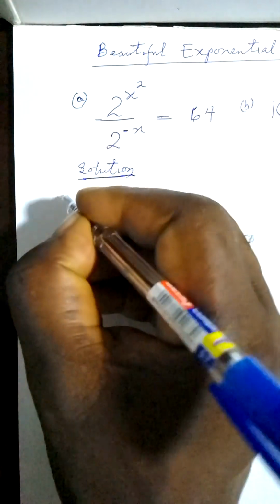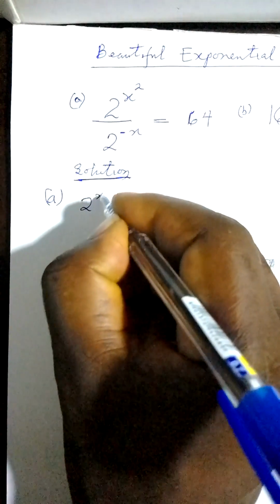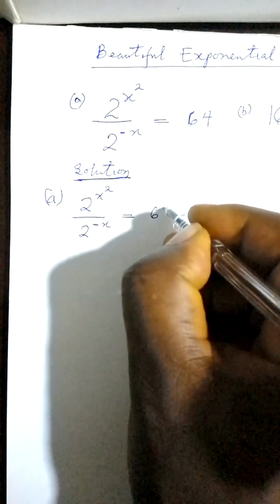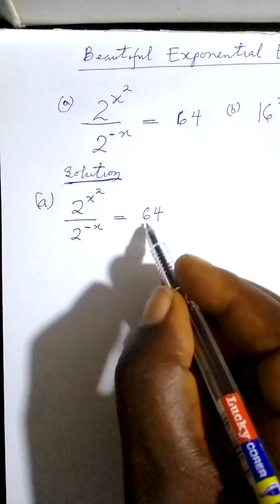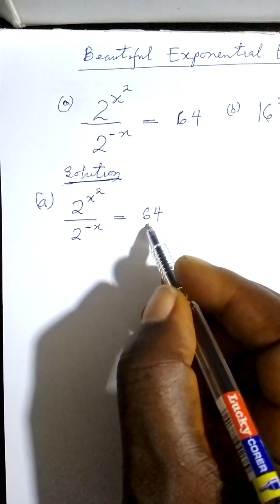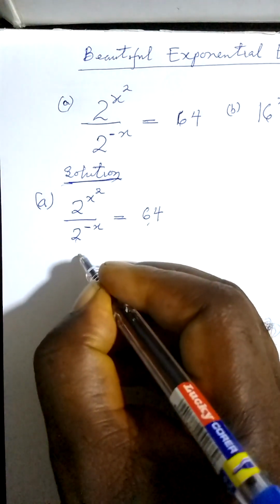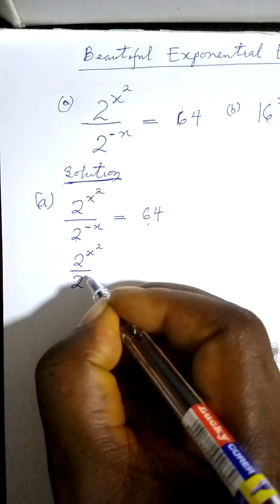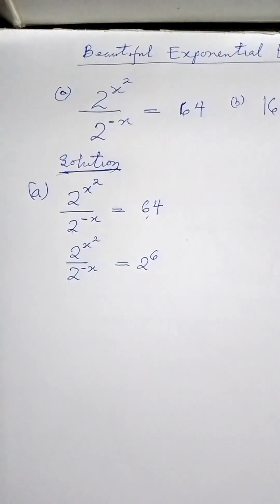That's for the first question. We have 2 to the power of x squared all over 2 to the power of minus x equal to 64. What we're going to do is to write the expression on the right hand side also as a power of 2, okay? We write it in base 2. So 2 to the power of x squared all over 2 to the power of minus x equal to 2 to the power of 6. Yes, 64 is 2 to the power of 6.